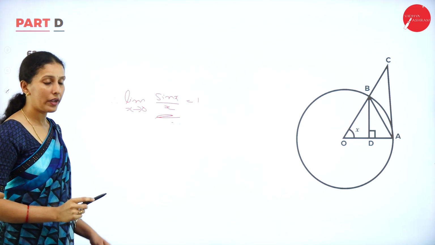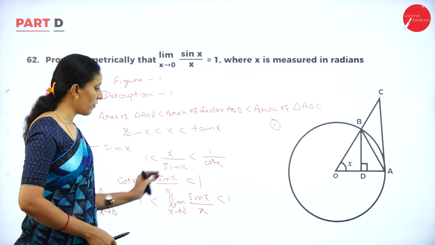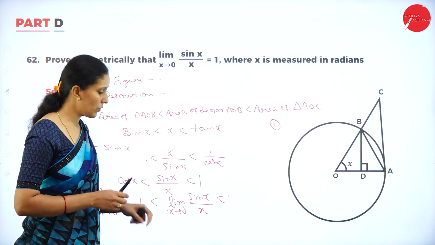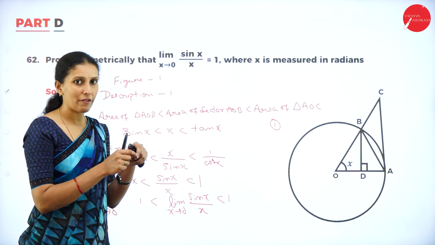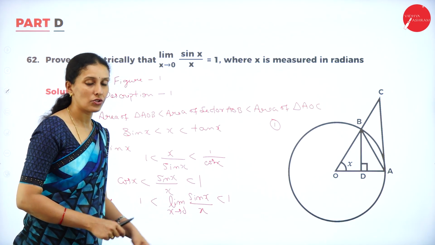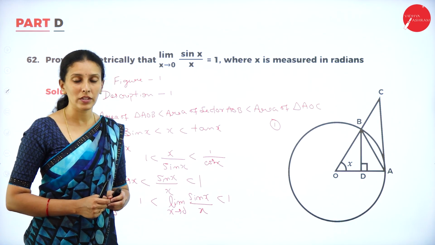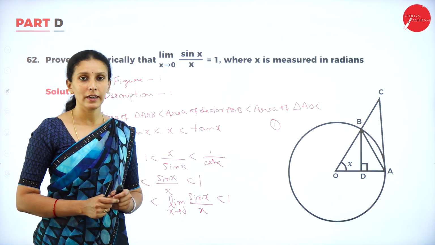So this is how we get it with the help of the sandwich theorem, because whenever f of x and h of x have the same limit, and since g of x lies between f of x and h of x, we can write that the limit of the function is also equal to 1. So this is how you are supposed to prove this theorem with the help of the diagram.